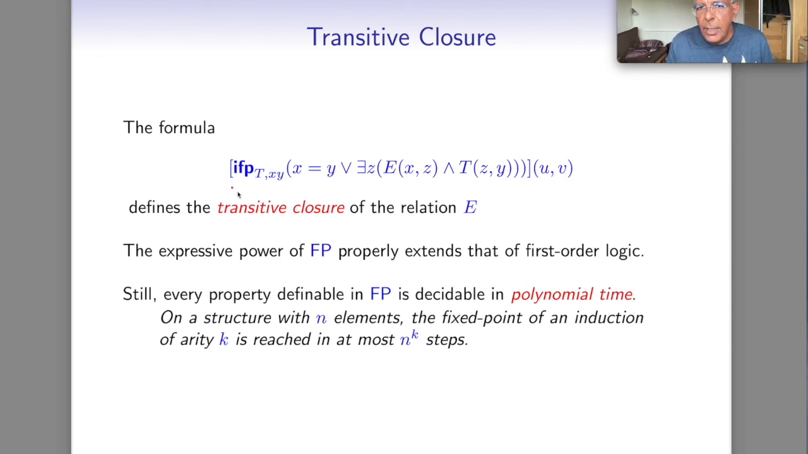So inductively, we're evaluating a formula of fixed point logic. We know how to deal with all the ordinary first order cases, the Boolean connectives, the existential and universal quantifiers, and so on. What do you do with a fixed point? Well, you essentially just iterate an operator starting with the empty relation. Whenever you have a fixed point of an induction of variety k, you reach the fixed point in at most n to the k steps. k is a constant which depends only on the formula. The whole evaluation is still within polynomial time.